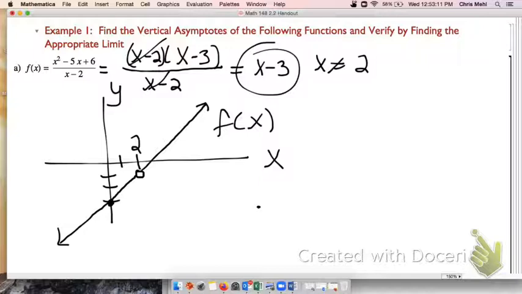So this function actually has no vertical asymptotes. There's a hole at x equals 2, but there's no vertical asymptote. So that probably was more of a non-example. That function does not have a vertical asymptote. Okay, I'll do a couple more examples. So I'll probably do part B, and then I'll make something up for part C.